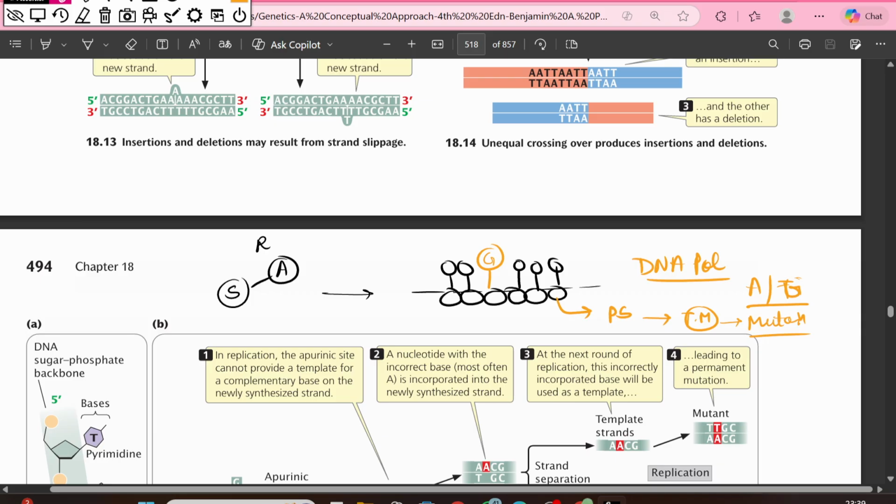So in the next video we will talk about the non-spontaneous or chemically induced mutations. We will talk about how chemical mutagens and physical mutagens can also bring about mutations.